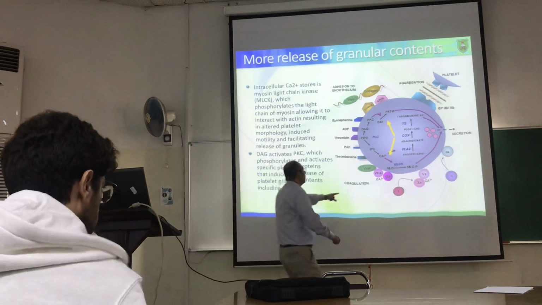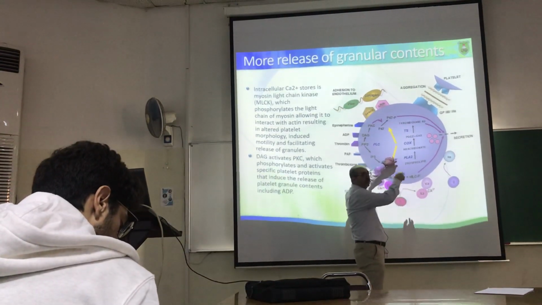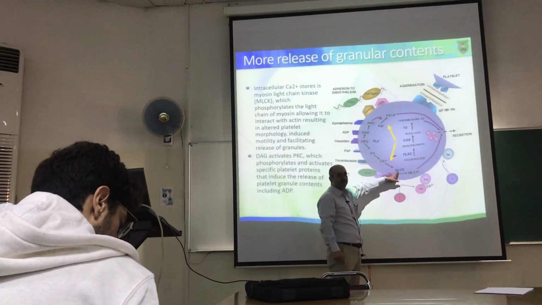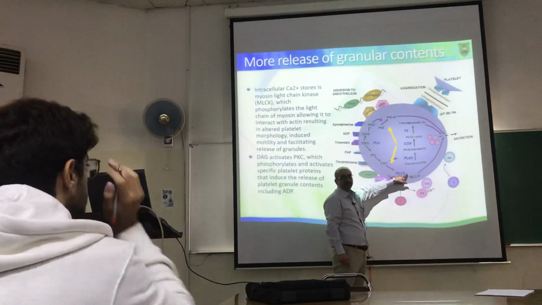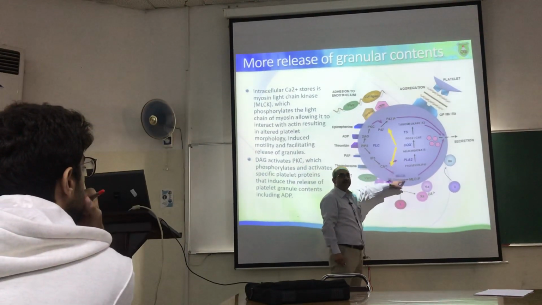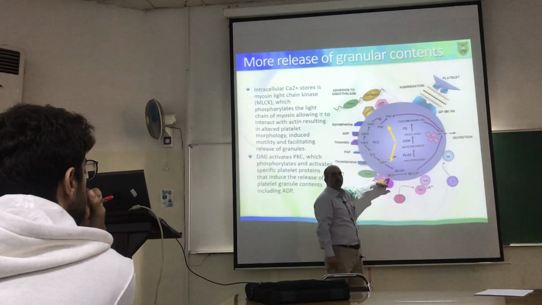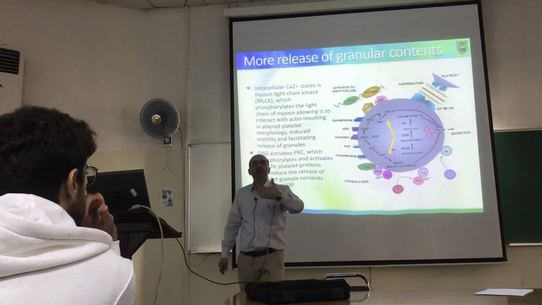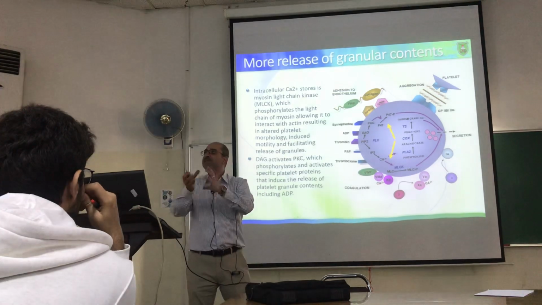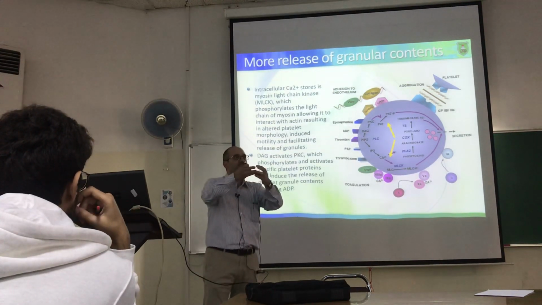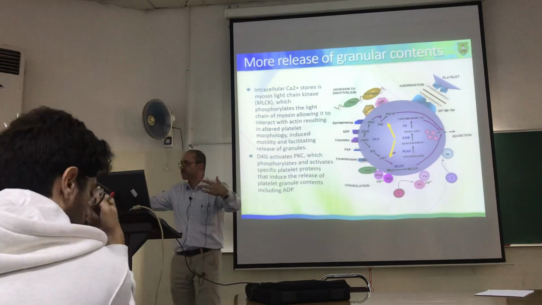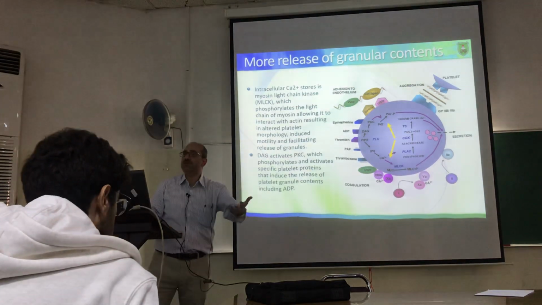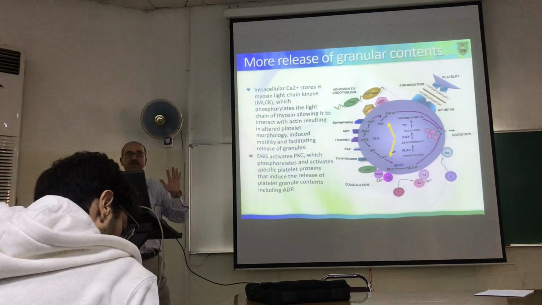Now, there's something else that calcium does. In addition to the synthesis of thromboxane A2, it can act on another protein known as myosin light chain kinase. It activates it. It's a kinase, so it phosphorylates myosin light chain. When phosphorylated, myosin light chain can bind to actin and modify it, so the shape of the platelets changes, and you can have platelet-platelet interaction as well. So it's more activation of platelets. Okay, so that's what calcium does.